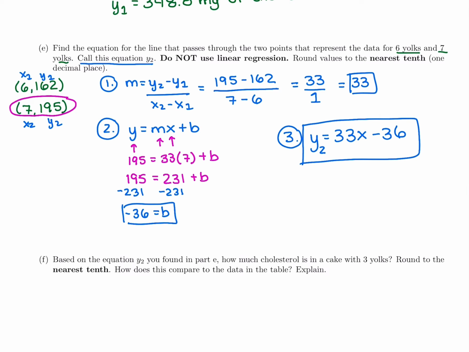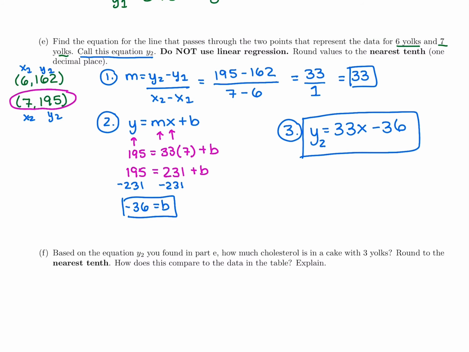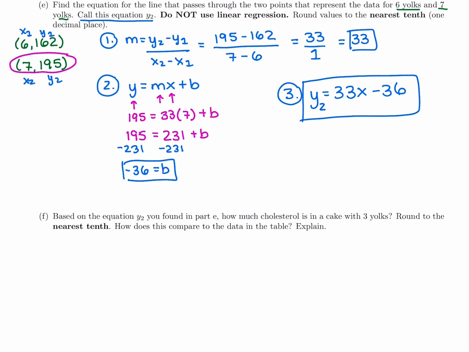So based on this equation, y2, that we just found, how much cholesterol is in a cake with 3 yolks? Round our answer to the nearest tenths, and then we're going to compare it to what is actually in the table. So we are going to plug in 3 for our x and figure out how many milligrams of cholesterol there are. So y2 equals 33, and I'm going to replace the x with a 3 in parentheses, minus 36. So 33 times 3 minus 36 is going to give us 62 milligrams of cholesterol.